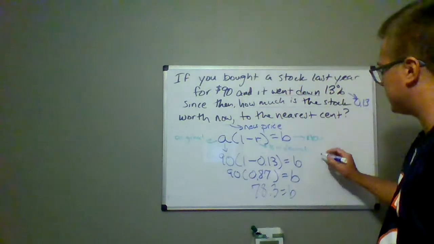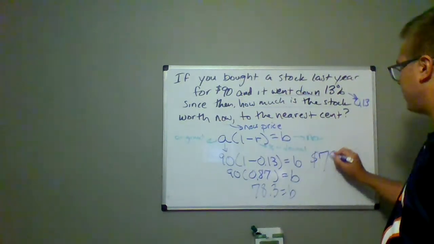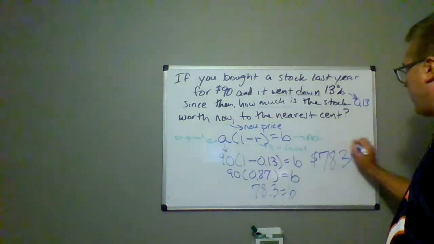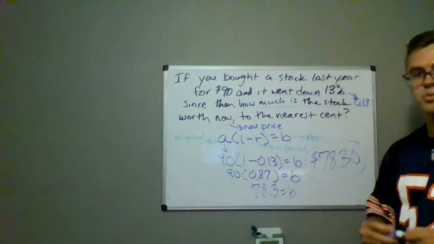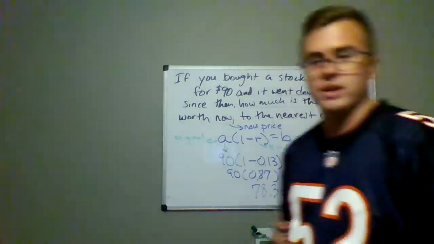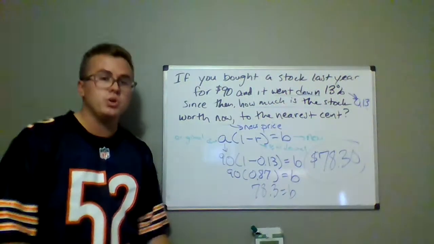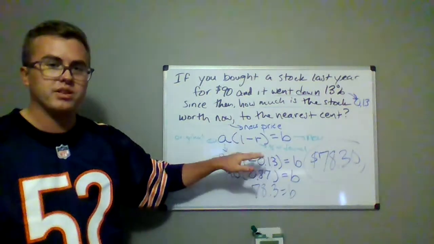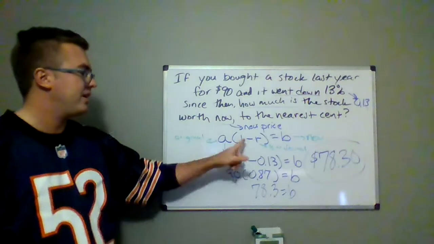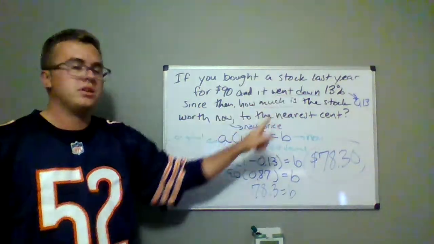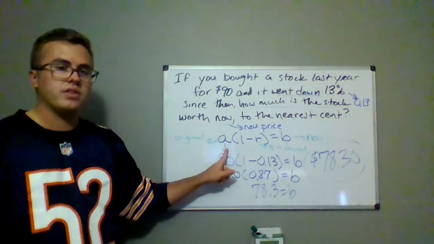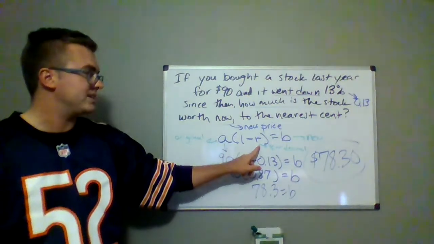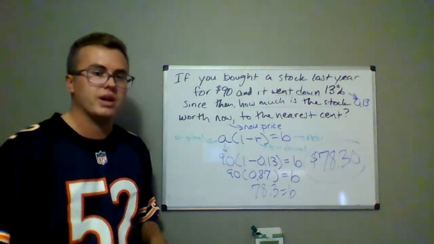78.3 as dollars and cents, that would be $78.30 would be your final answer. So in this one, it wanted to know the new price. So we're going to use our percent change formula, the percent increase or decrease one. In this case, since it went down, we used a decrease. The original times 1 minus the rate gave us that new price.